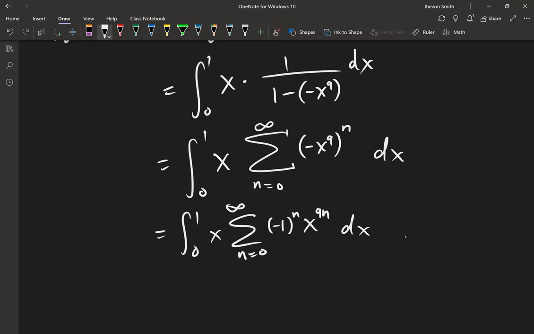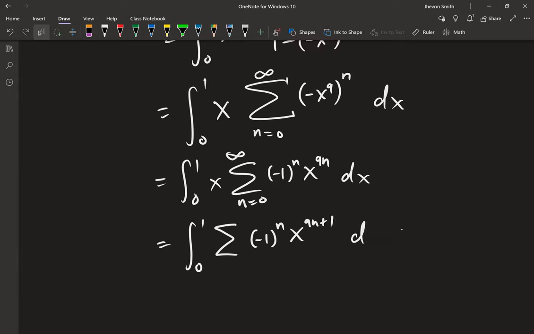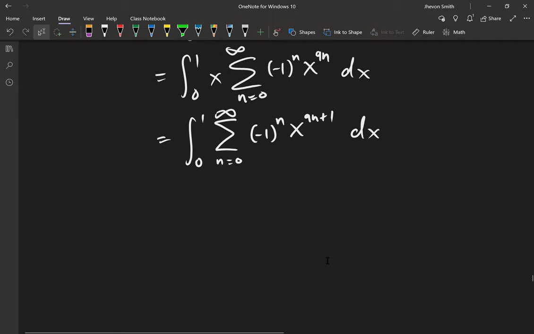Now, of course, I know about integration strategy, so I'm not going to make the mistake of integrating the x and integrating the series separately, because I know better, and we all know better. So the trick here is to multiply the x inside. So it's (-1)^n times x^(9n + 1). Because as far as the series is concerned, x is a constant, so I can factor it in because the series thinks of n as the variable.